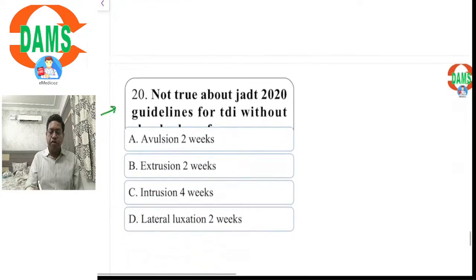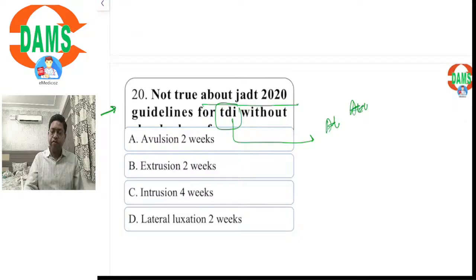Question number 20. Not true about IADT, International Association of Dental Traumatology 2020 guidelines for avulsion. Not true about IADT guidelines for trauma without alveolar fracture. It should be for splinting duration. Avulsion 2 weeks, extrusion 2 weeks, intrusion 4 weeks, lateral luxation 2 weeks.